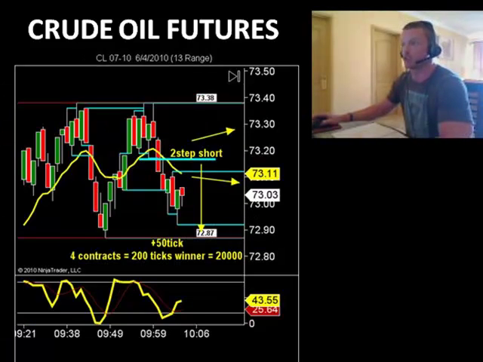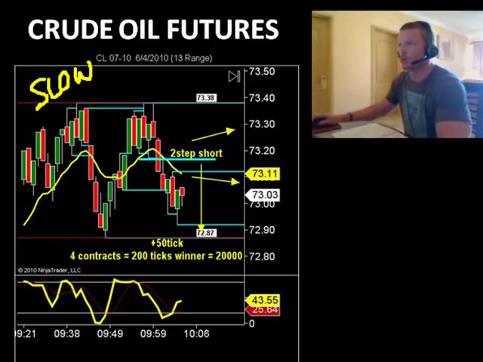Next up here, still on crude. Now this is a great example in this next one, guys, because this next one here at 10 o'clock was on a very slow chart, right? Now the first trade we took was on a 4-range chart, a very fast time frame, a 1-minute chart. Now this one though is on a 13 range.